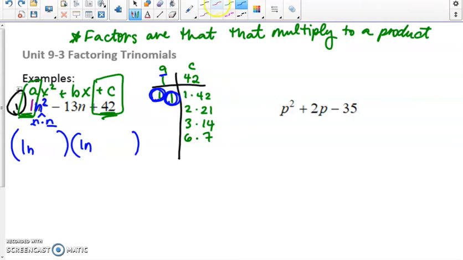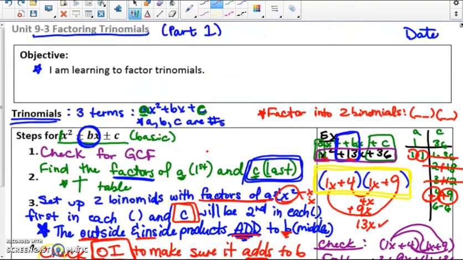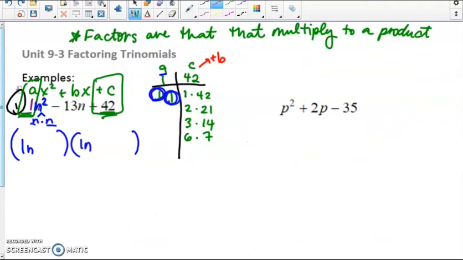Now, we need to find factors of c to make sure we find the ones that add to b. If you remember, we mentioned that back here in our notes. We drew little lines under them. Make sure the outside and the inside can add to b. So we can go ahead and do this.